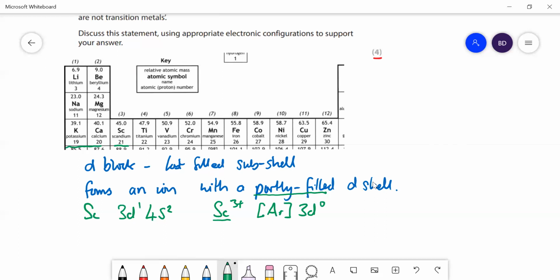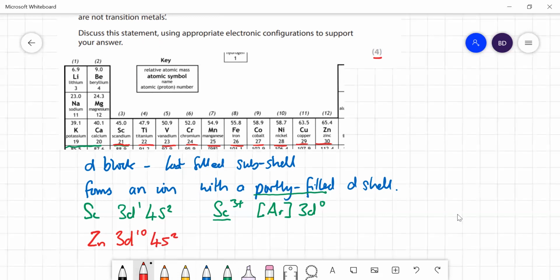Now let's look at zinc. Well, you can see that zinc is, if you count along here, you've got 1, 2, 3, 4, 5, 6, 7, 8, 9, 10. So the electronic structure of zinc is Zn 3d10 4s2.